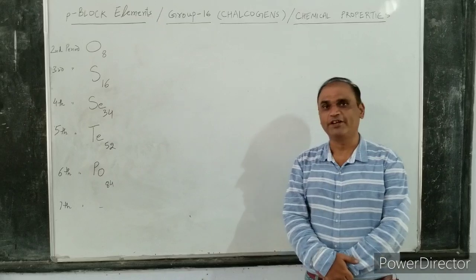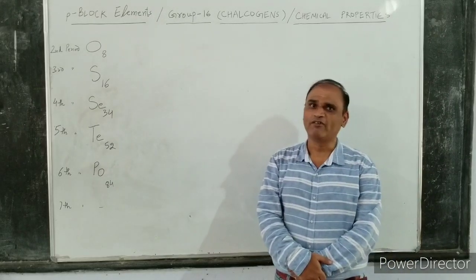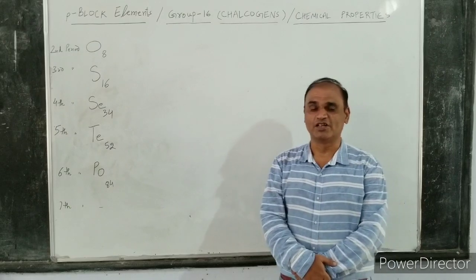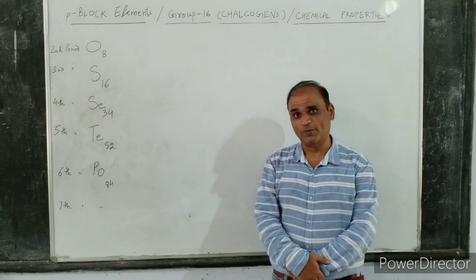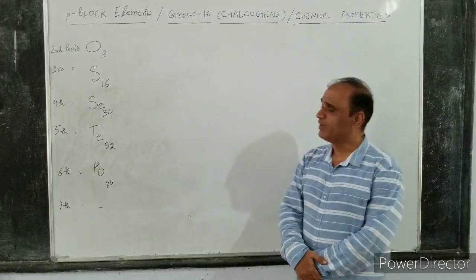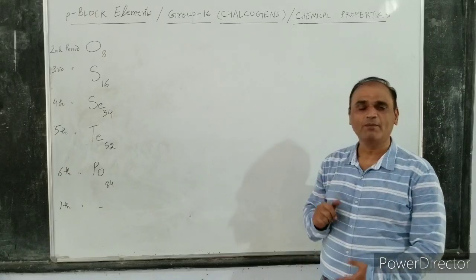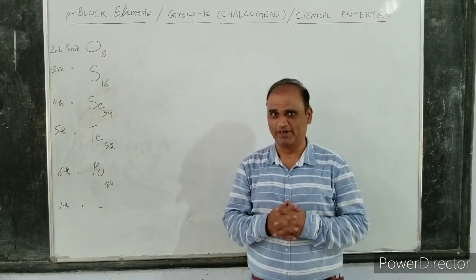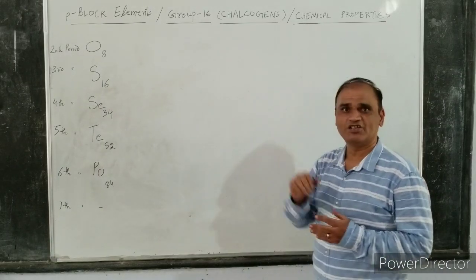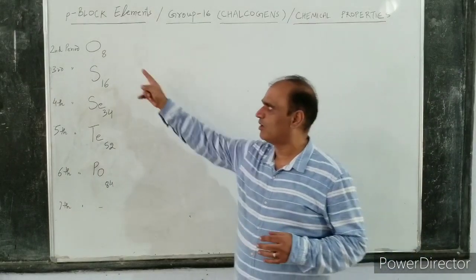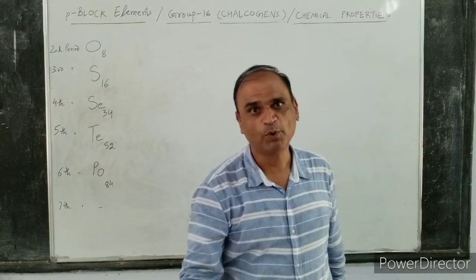As you know, we are studying P-block elements. In previous videos, you have learned about their general introduction, their occurrence, physical properties, etc. In today's lecture, you are going to study about the chemical properties of group 16 elements. Group 16 elements, also called chalcogens. These comprise oxygen, sulfur, selenium, tellurium, and polonium.